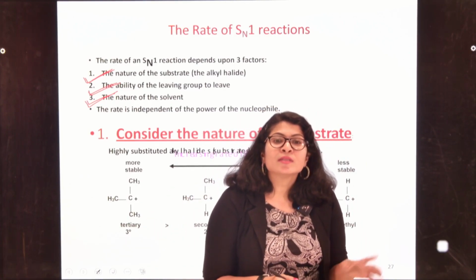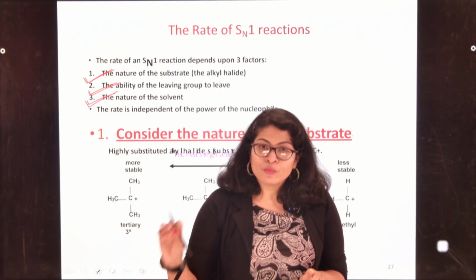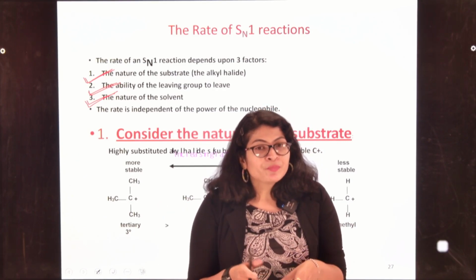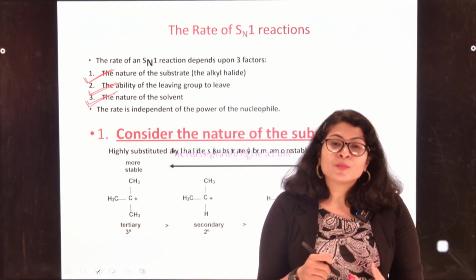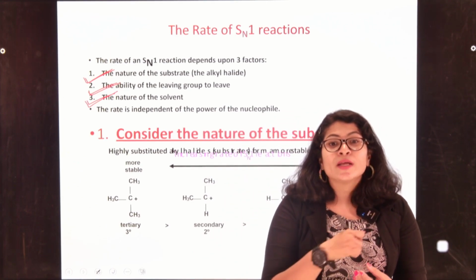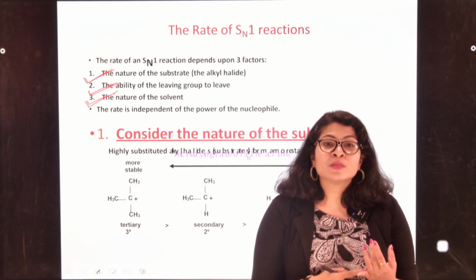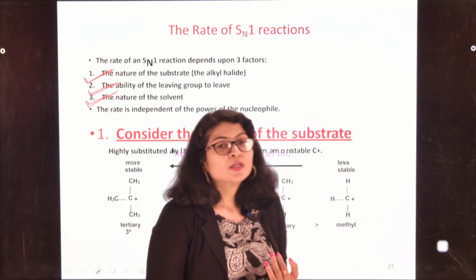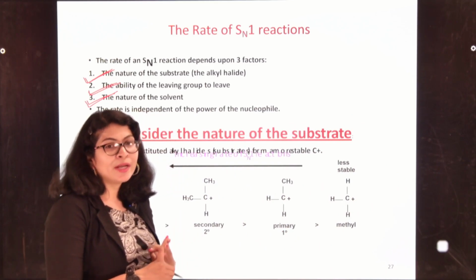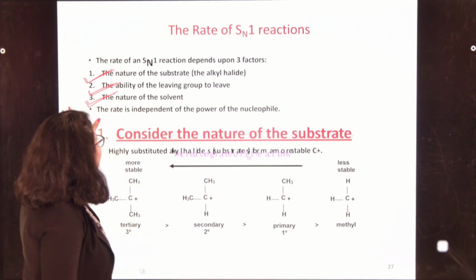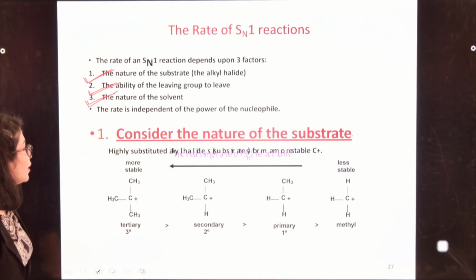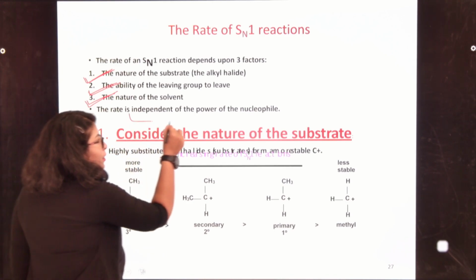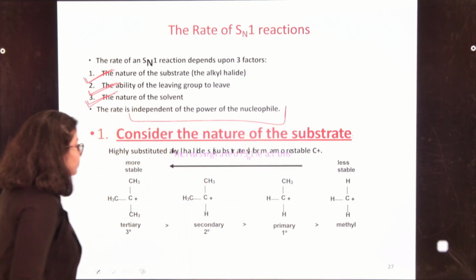Why? Because after the loss of the leaving group, we get a carbocation, which is a positively charged species. In order to neutralize that positive charge, there has to be a surrounding negative charge. Therefore, the solvent must be polar and protic. So there are three factors on which the rate depends: the nature of the substrate, the ability of the leaving group to leave, and the nature of the solvent. The rate is independent of the power of the nucleophile.